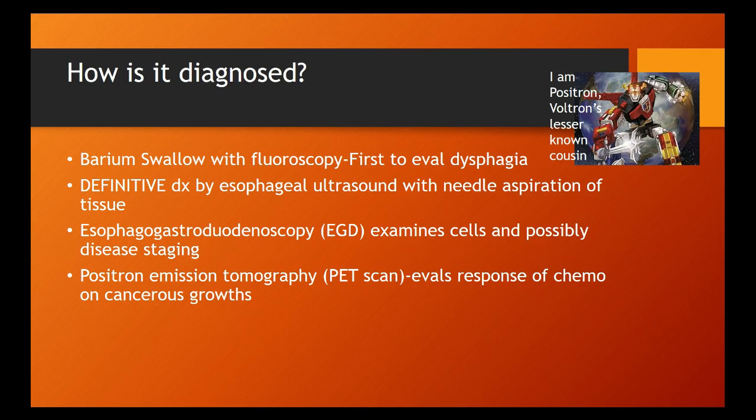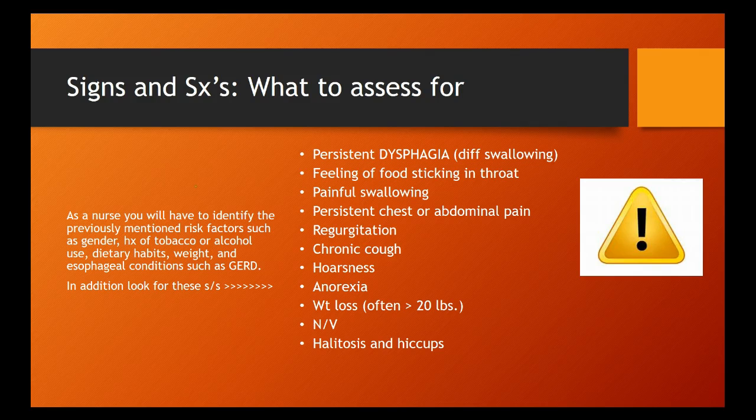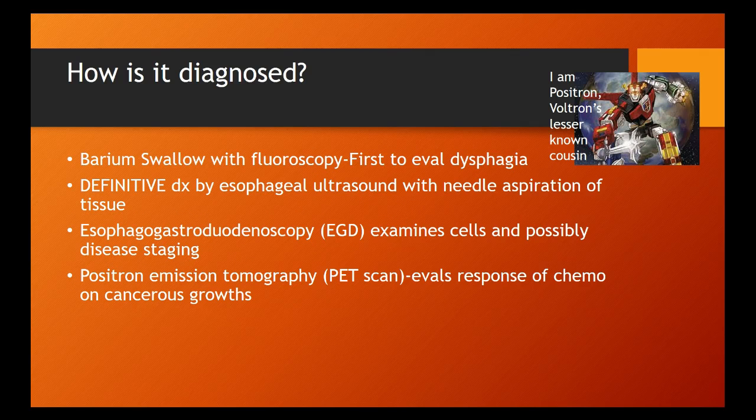So how is it diagnosed? We do barium swallows with fluoroscopy first to evaluate dysphagia. Let's say a patient presents to their primary medical doctor with some of these signs and symptoms, like persistent dysphagia, feeling of food sticking in the throat, especially with eating meats. The first thing the doctor's probably going to want to think about is doing a barium swallow with fluoroscopy.